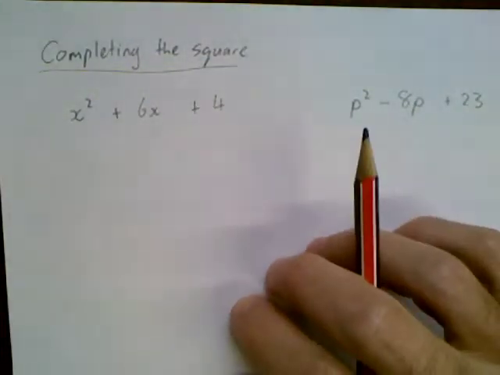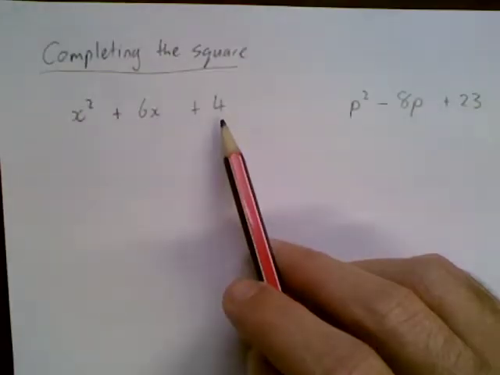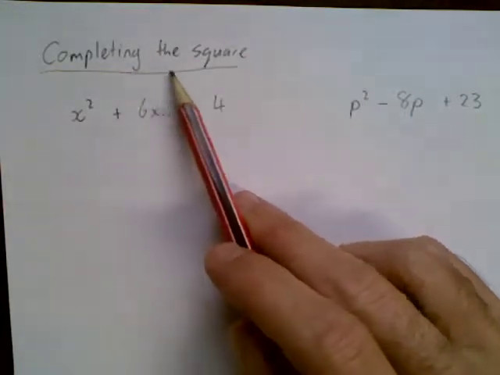Okay, let's have a look at completing the square. I've got two expressions here. First one, x squared plus 6x plus 4. And we want to factorise this by using this completing the square method.